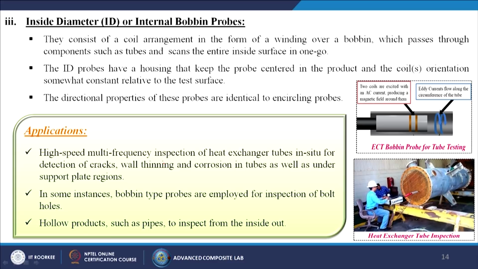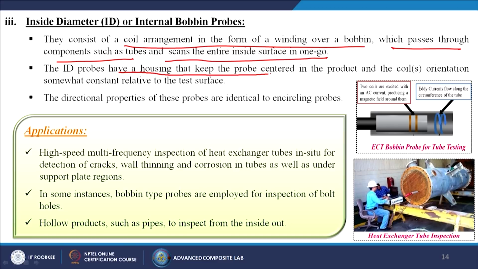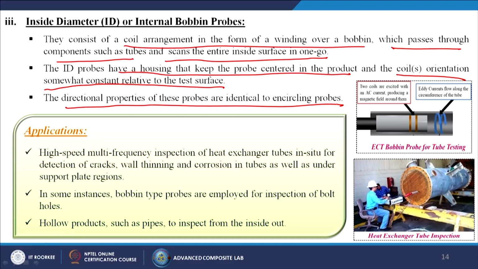Third, inside diameter or internal bobbin probes. They consist of a coil arrangement in the form of a winding over a bobbin which passes through components such as tubes and scans the entire inside surface in one go. The ID probes have a housing that keeps the probe centered in the product and the coil's orientation somewhat constant relative to the test surface. The directional properties of these probes are identical to encircling probes.